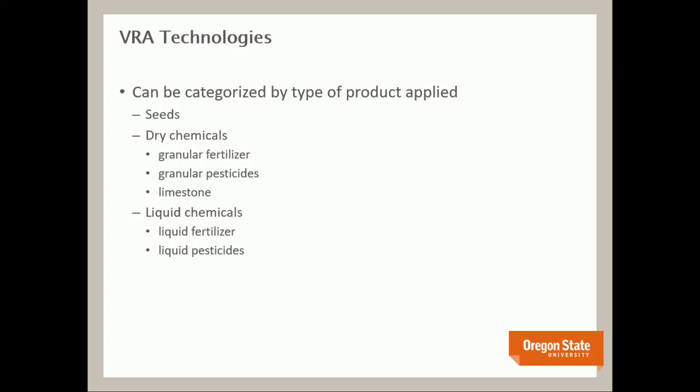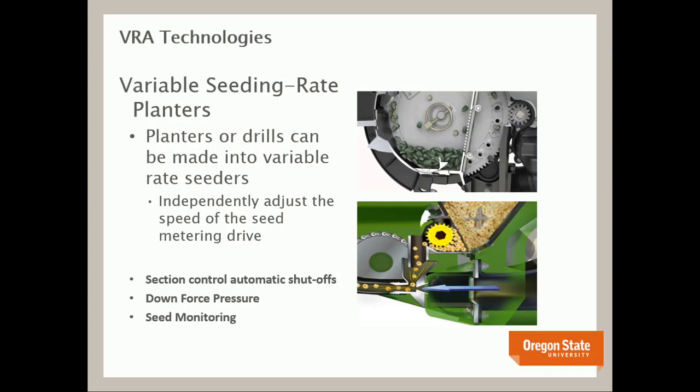Variable rate application technology can be categorized by type of product applied: seeds, dry chemicals, granular fertilizer, granular pesticide, limestone, or liquid chemicals like liquid fertilizer or liquid pesticide. A variable seeding rate planter or drill can be made into a variable rate seeder by independently adjusting the speed of seed metering devices. Section control, automatic shutoff, downforce pressure, seed monitoring. The diagram of the precise application of seed is shown here.